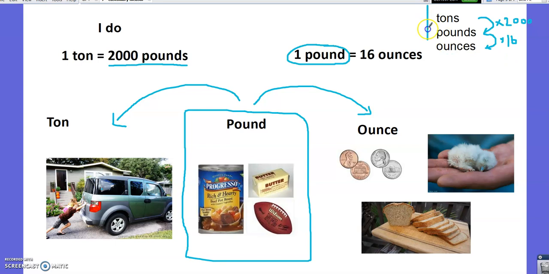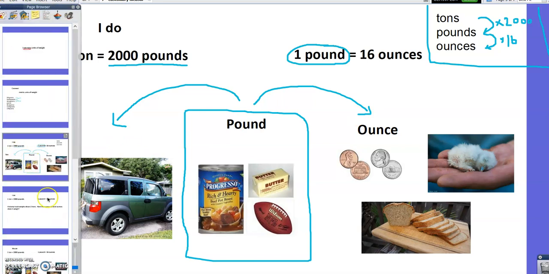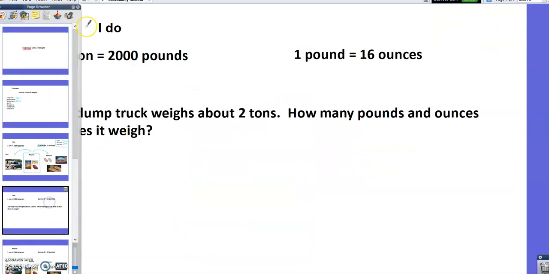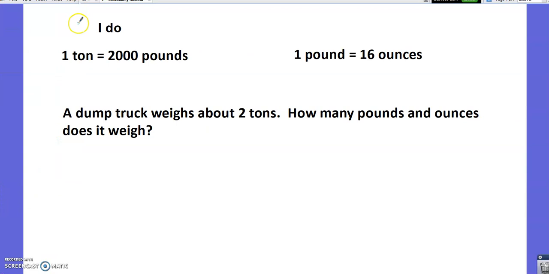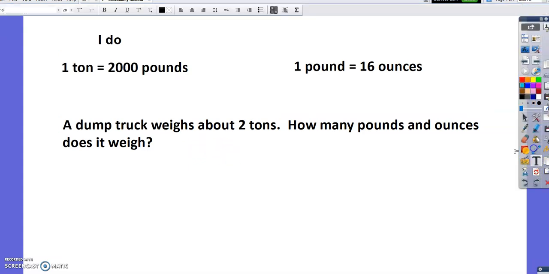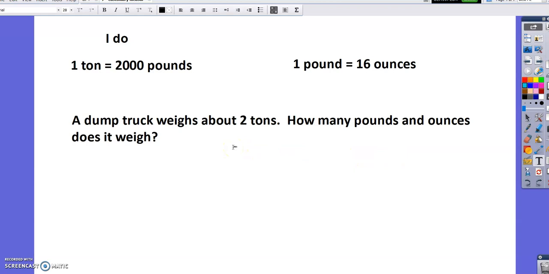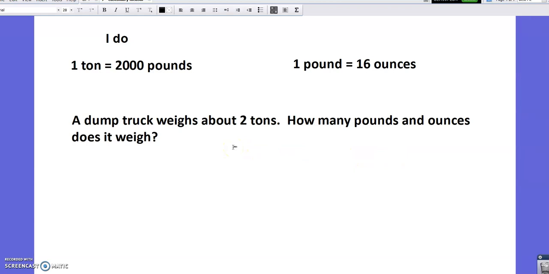So when we do our math on the examples, that's going to be our units as we work that out. Okay? So let's do an I do example together along those lines. A dump truck weighs about 2 tons. How many pounds and ounces does it weigh? Okay, so just like King Henry died drinking chocolate milk, the biggest units are on the top, smallest are on the bottom.